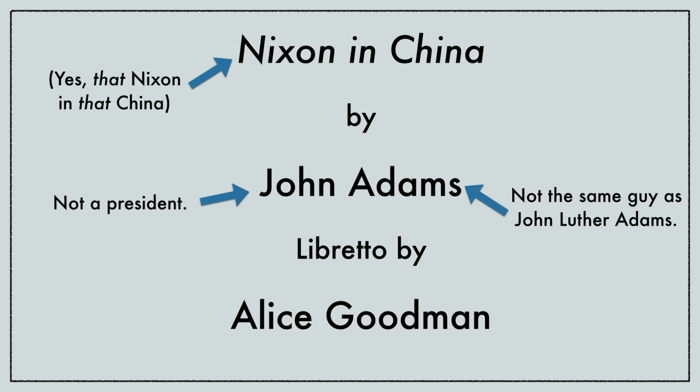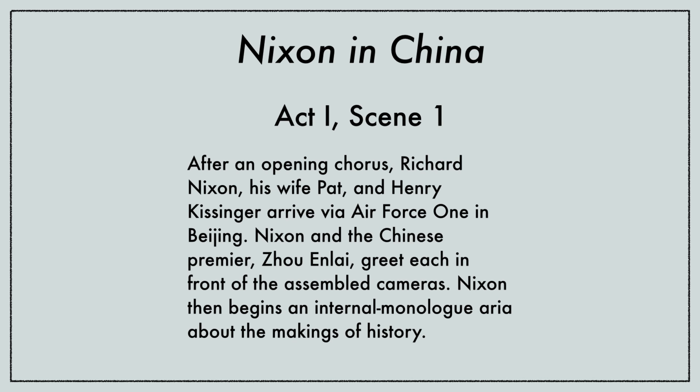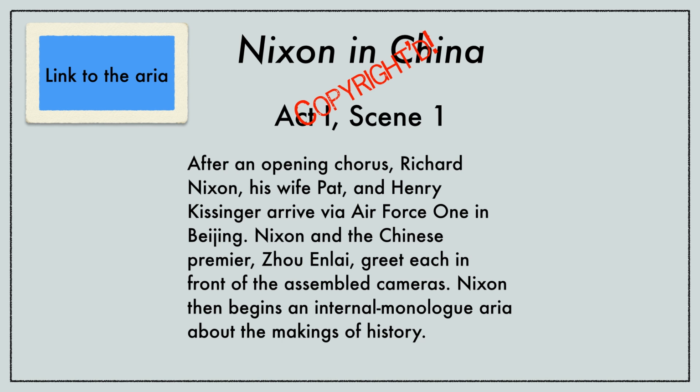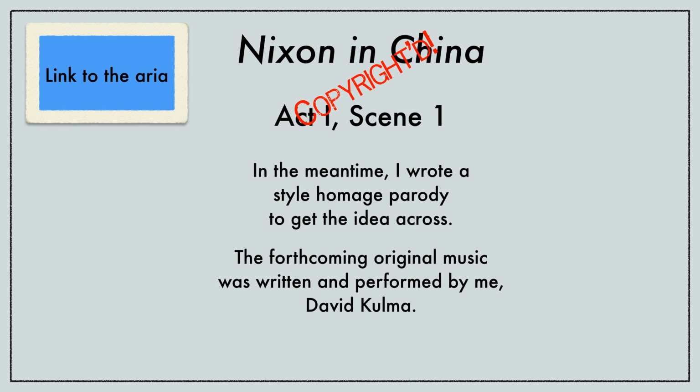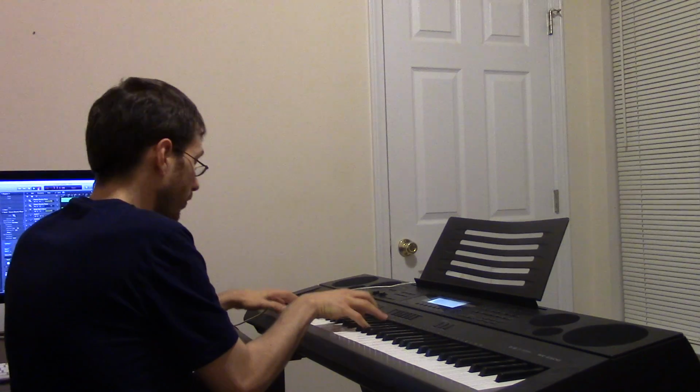A great example of careful voice leading among major and minor triads is from the opera Nixon in China by John Adams. The first aria belongs to Richard Nixon, who sings about the mysterious news. But since this music is copyrighted, I will link to a recording here and at the end of the video, so you can listen for yourself. But in the meantime, here is a style homage parody by me to give you an idea.